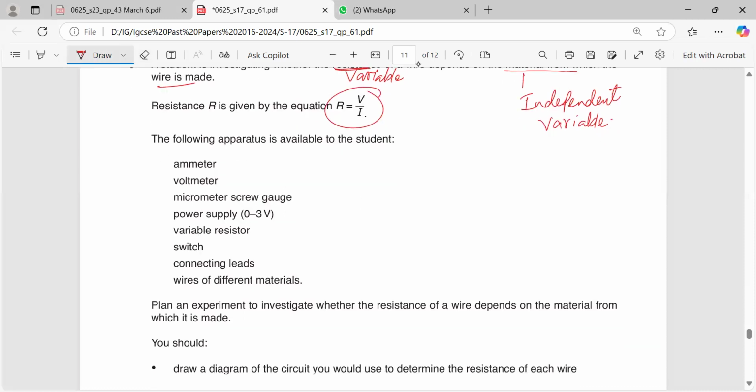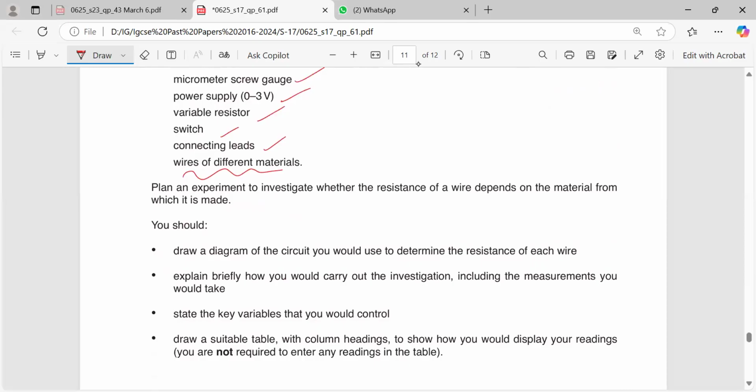A student has the following apparatus: ammeter, voltmeter for current and voltage, micrometer screw gauge, power supply, variable resistor, switch, connecting leads, and wires of different materials. Plan an experiment to investigate whether the resistance of a wire depends on the material from which it is made. You should draw a diagram of the circuit you would use to determine the resistance of each wire, and then explain briefly how you would carry out the experiment, key variables to control, and draw a suitable table.